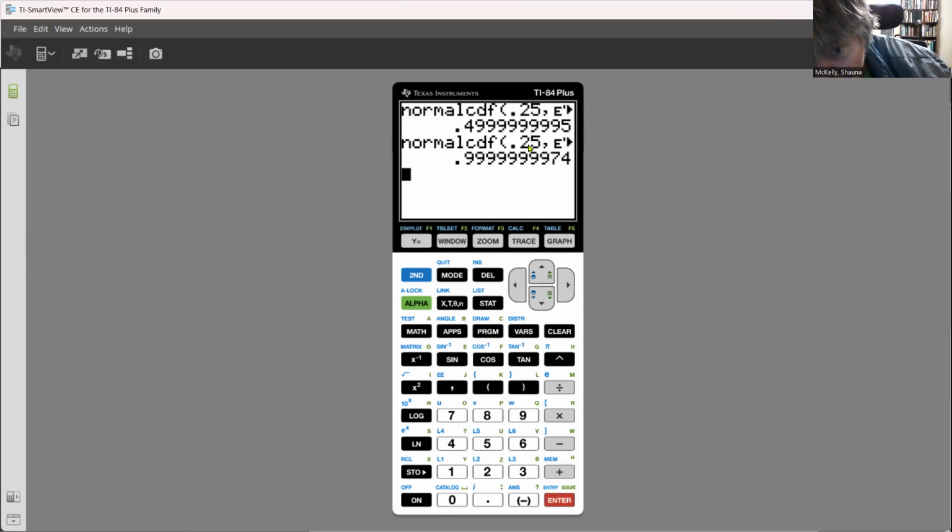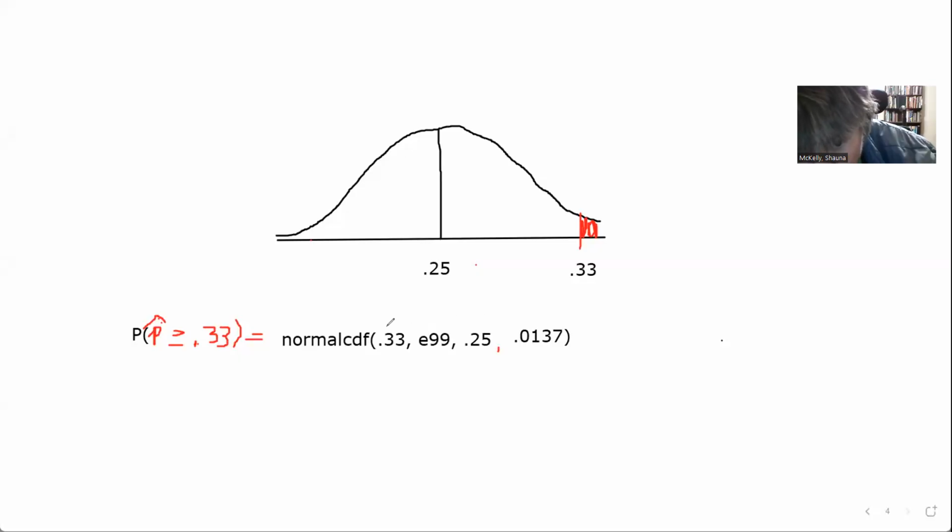There's my answer. And I'm going from 0.25, E99, and I'm looking for 0.33. So let me do this again because I messed up the calculator entry. Let me stop sharing it. Come back here because I made an error here. This is 0.25. I entered it wrong. I have it written correctly here, but I entered it wrong on the calculator. So let's try this one more time.